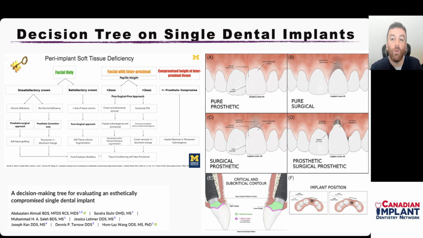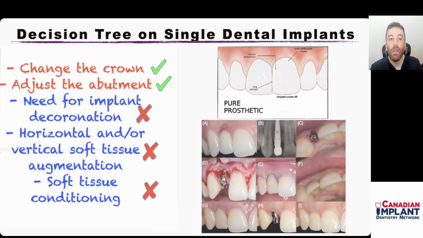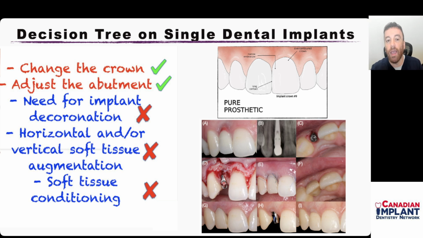A very nice article which I saw last year, a decision tree on single dental implants from the team at the University of Michigan, looked at cases and, in terms of soft tissue deficiency, broke them down into a number of categories: either a surgical solution to the case, or a prosthetic solution, or sometimes a combination, or sometimes it involves removal of that implant entirely. So in cases in which you are able to simply remove the crown and change the abutment shape, that may be sufficient in terms of getting that implant in a more favorable position prosthetically.